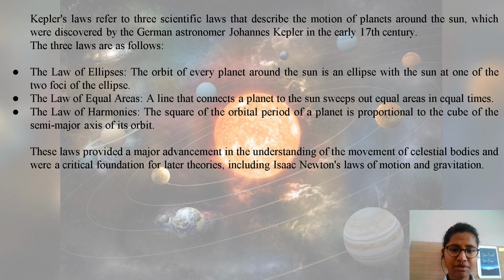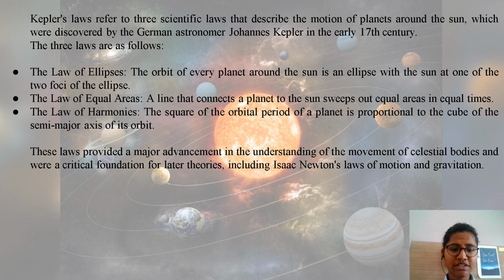The orbit of every planet around the Sun is an ellipse, with the Sun at one of the two foci of the ellipse. The second law, the law of equal areas: a line that connects the planet to the Sun sweeps out equal areas in equal times. The third law, the law of harmonies: the square of the orbital period of a planet is proportional to the cube of the semi-major axis of its orbit.